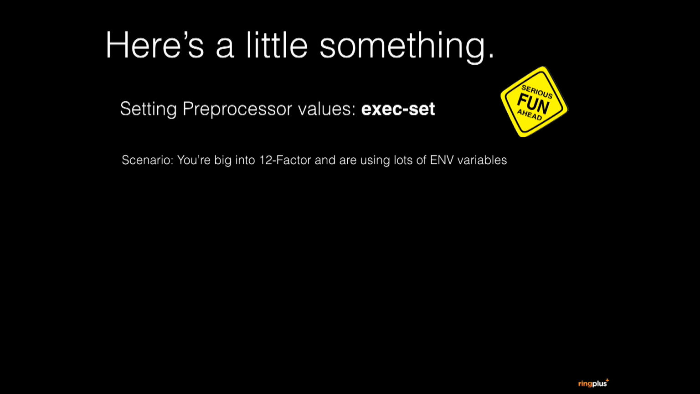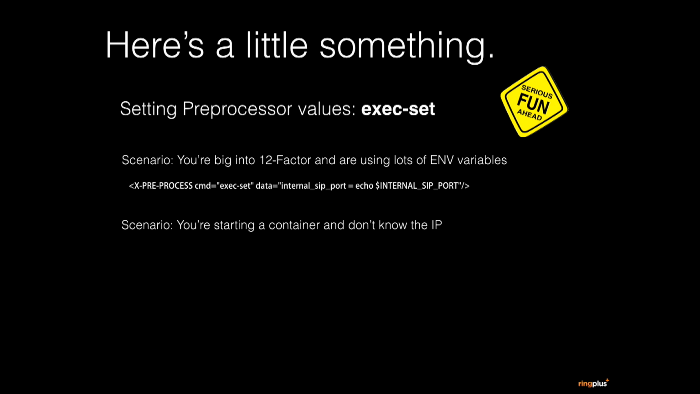So let's say you're really big into 12-factor, and you're using lots of environment variables. You'll be doing this a lot if you get into Docker and these kinds of things, which I'll get to in a minute. You might want to do things like set your internal SIP port. Guess what? You can throw a preprocess argument in here, use exec set to basically echo the internal SIP port environment variable, and it sets that in your vars XML.